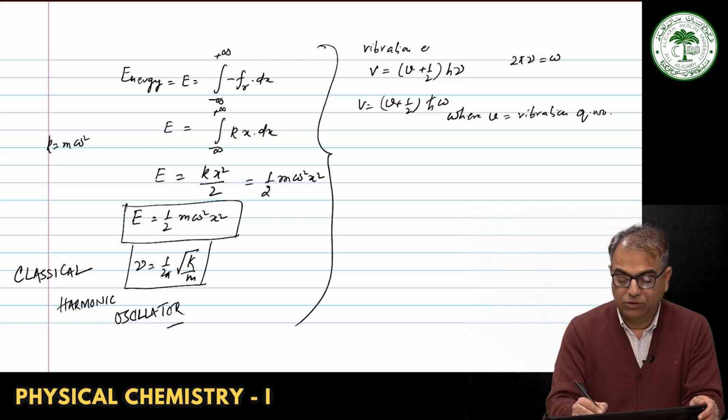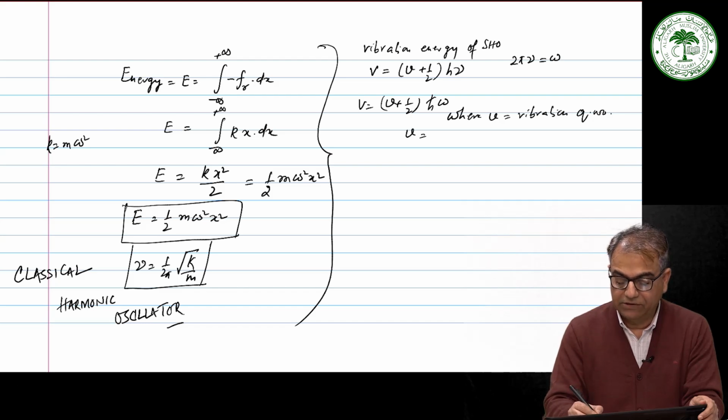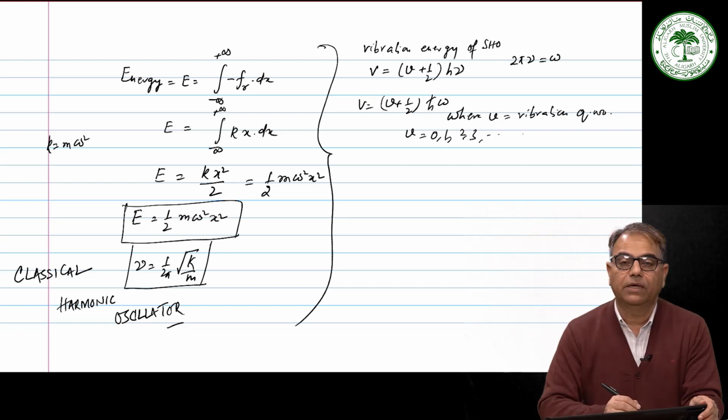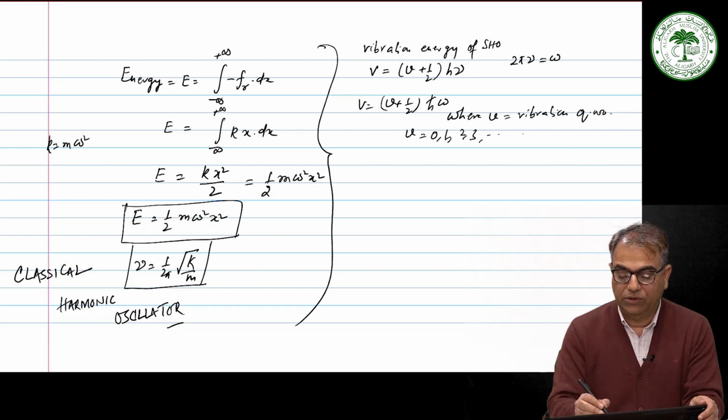This we will derive later on: the vibration energy of a simple harmonic oscillator, where this V value becomes 0, 1, 2, 3 and so on. So, for any simple harmonic oscillator, the quantum mechanical harmonic oscillator gives you an energy equal to V plus half h nu, or V plus half h cross omega.